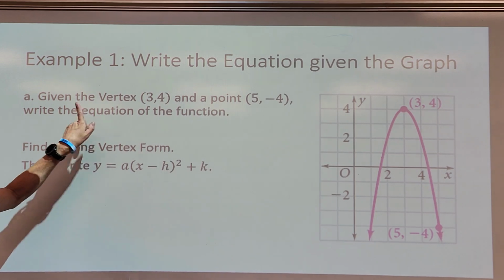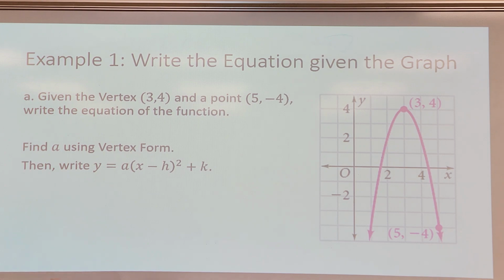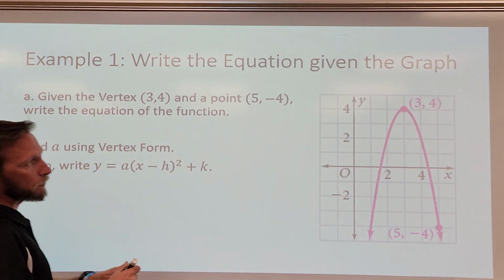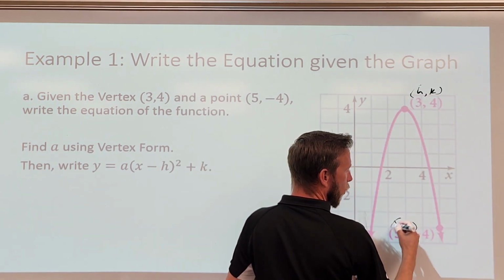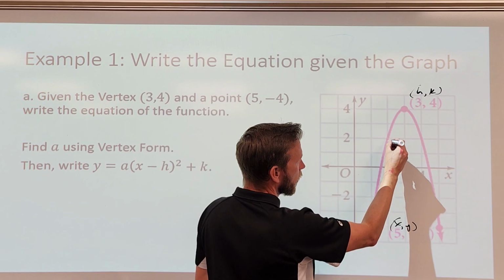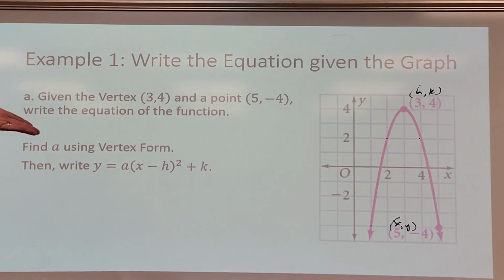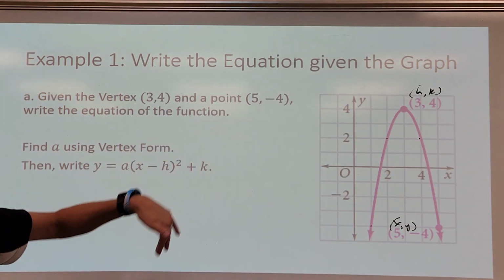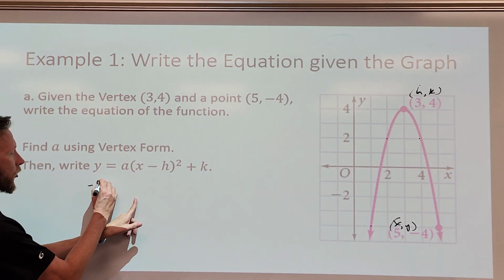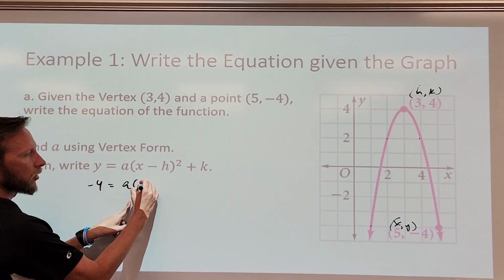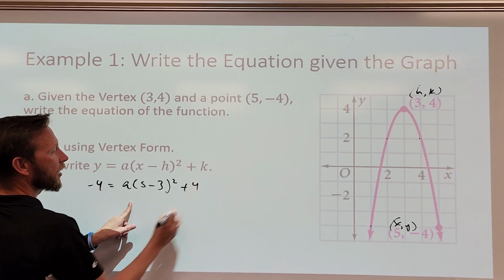Given the vertex and a point, find the equation of the function. Okay, so here we're going to take our vertex form, and we know what h and k are. We have a random x comma y, right? There's one there, there's one here, and we can probably predict what our stretch is. We can tell that it's opening downward, so we know that a is going to be a negative number. But basically what we're going to do is find the a value. We've got a y value. We're looking for a. We've got an x value minus the h value squared plus our k value.